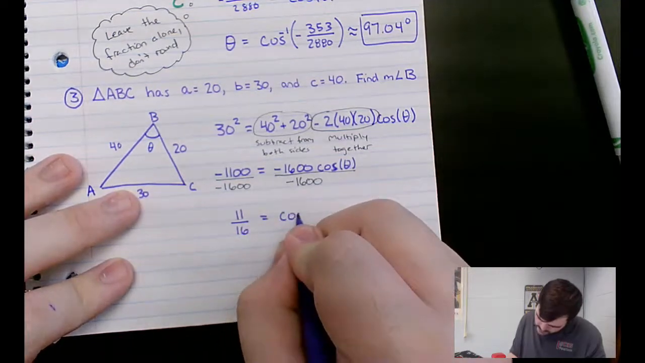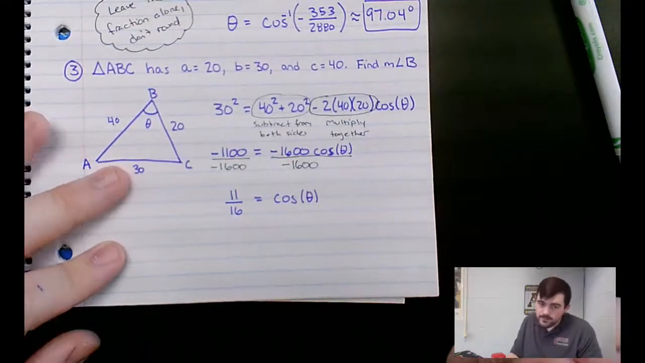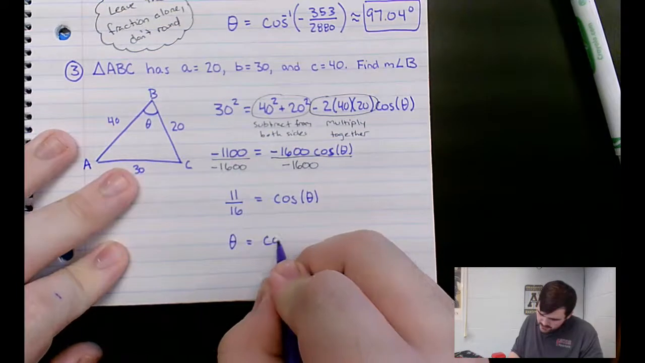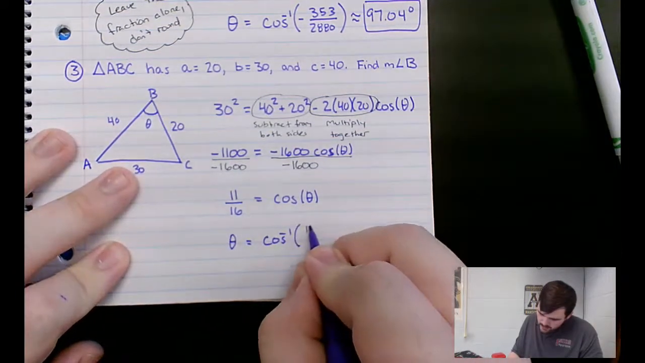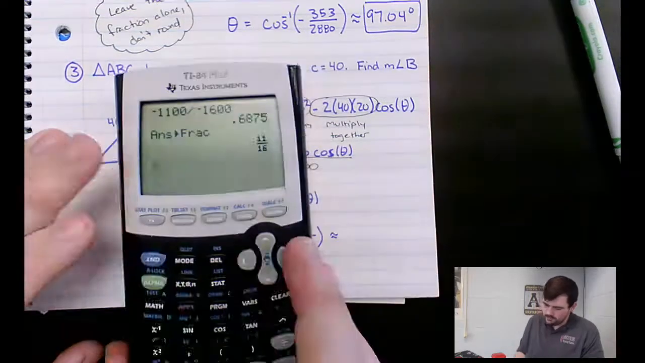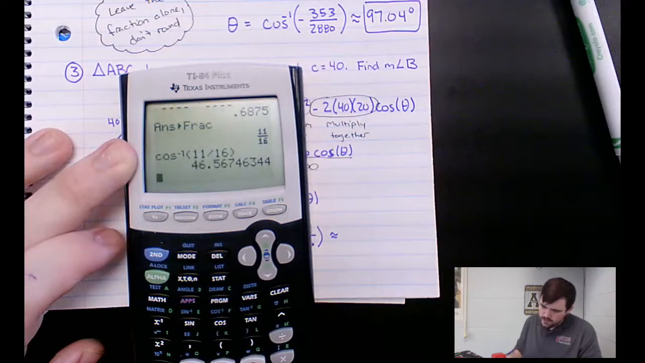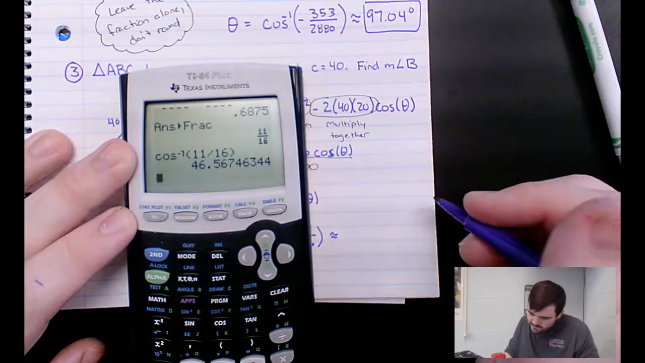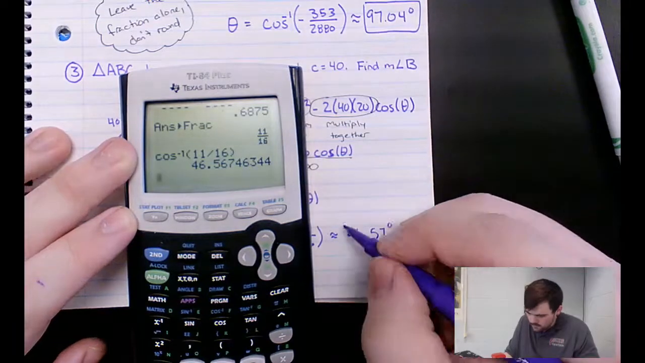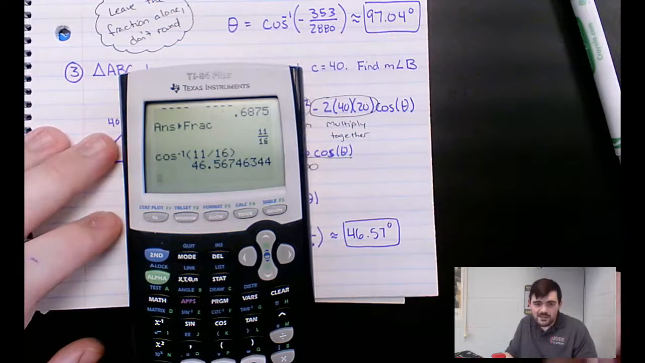equals the cosine of theta. I want theta, so switch that and give me the inverse cosine of 11 over 16. And then I'll type that in. The inverse cosine of 11 over 16 is about 46.57. So angle B is about 46.57 degrees.